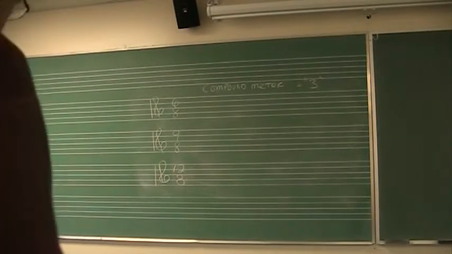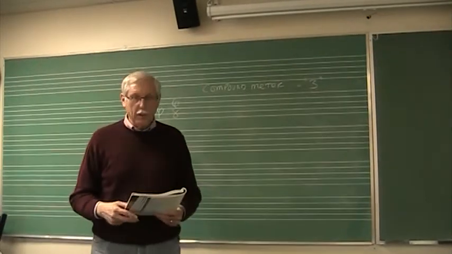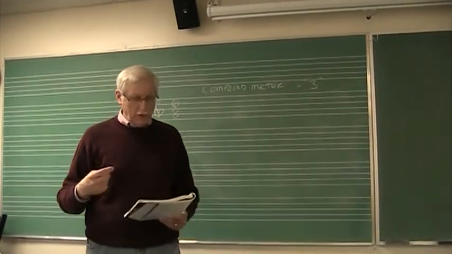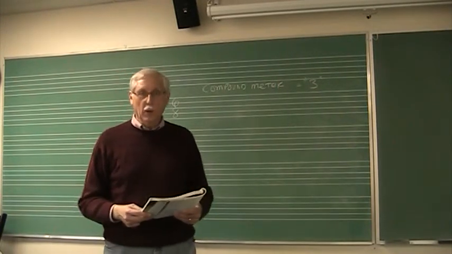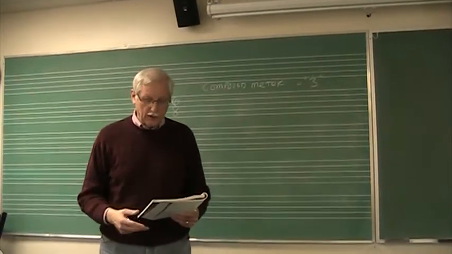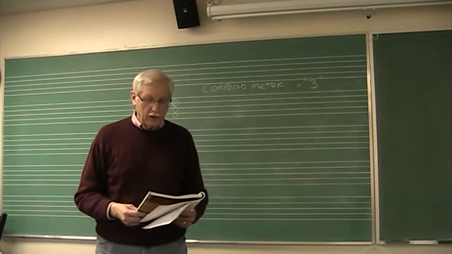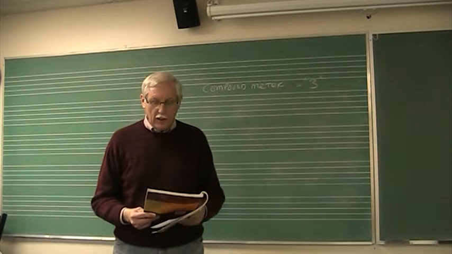Let's introduce Chapter 4, which deals with compound meter. In Chapter 2, you learned about simple and compound division of beats. In Chapter 3, we concentrated on the simple meters, meters in which the beats are divided into two parts. This is found on page 71 in your textbook. In this chapter, we will learn about compound meters, meters in which the beats are divided into three parts.